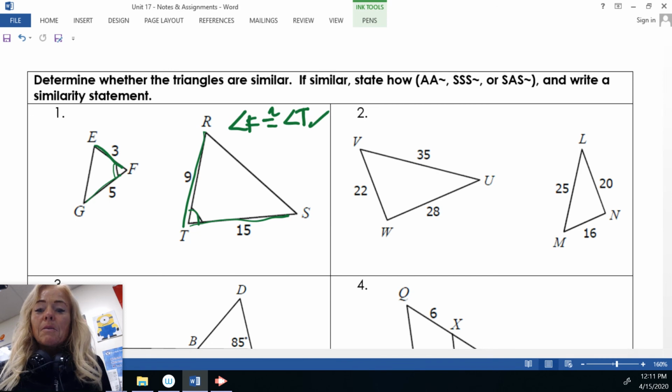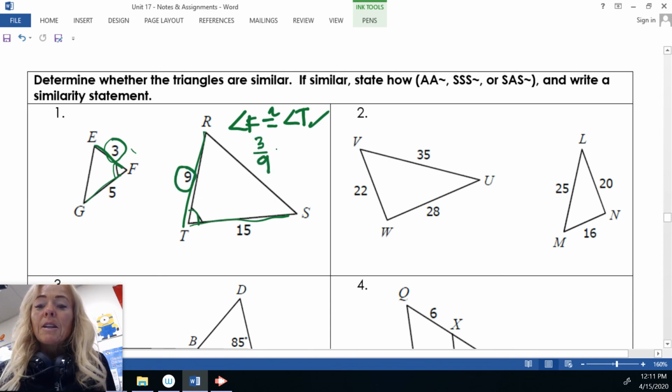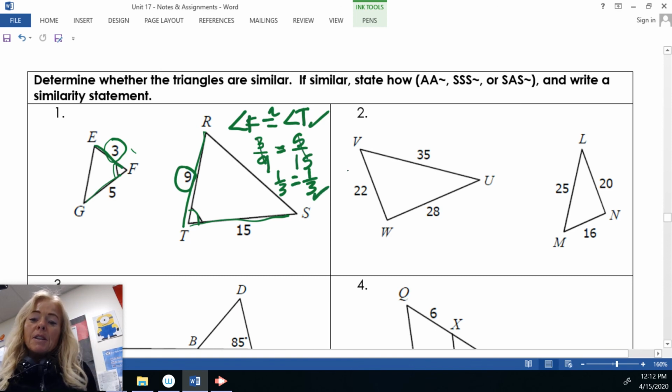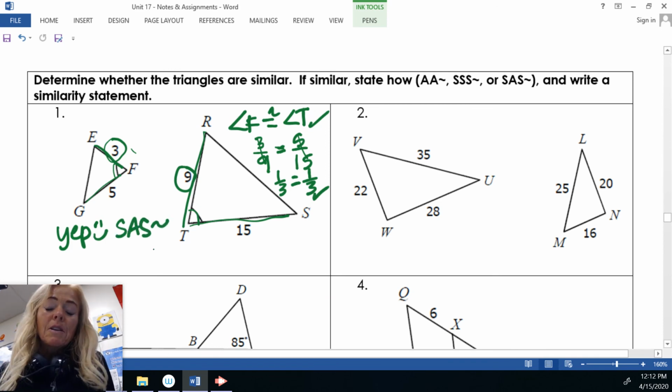Now let's look at sides. And what we have to check are small to small, and again, start with the small. 3 is smaller than 5, and 9 is smaller than 15. So we're going to take 3 to 9 and set that equal to 5 to 15. All right? Are they the same? And you can see they're both 1/3, right? They both simplify to 1/3. Divide out a 3, you get 1/3. Divide out a 5, you get 1/3. So the sides are indeed proportional and the angles are congruent. Therefore, we could say, yep, by side angle side similarity, the triangles are similar.